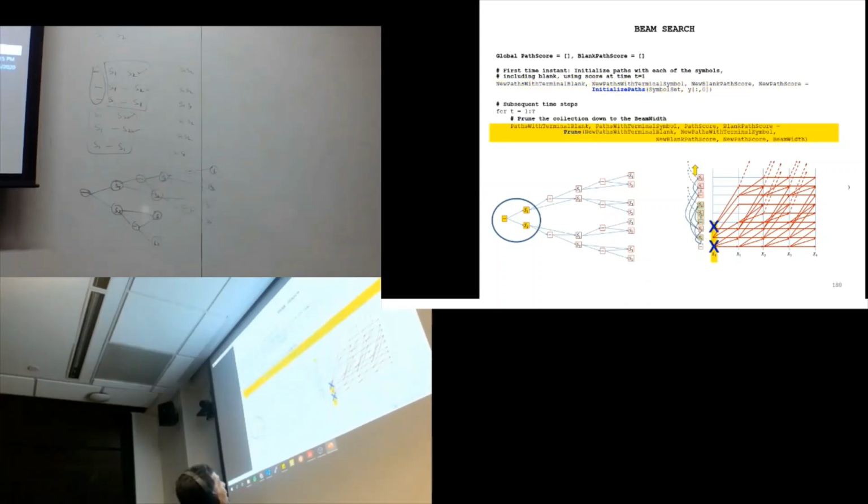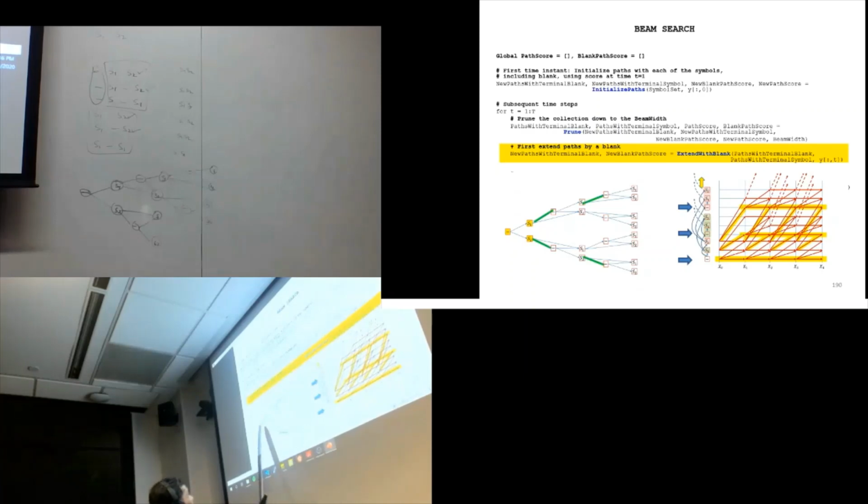Subsequently, you have a collection of paths. You're going to find the most probable one, and then you're going to retain, say, the k most probable paths, and you're going to delete the rest of the paths. This is pruning. And so you have this pruning step where you find the most likely path or the k most likely paths and delete everything else from your lists.